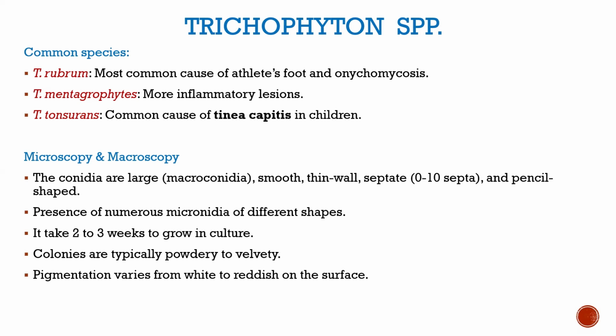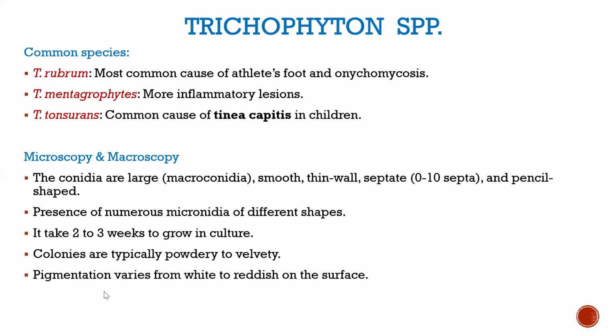Then another one is that it takes 2 to 3 weeks to grow in culture. This is when you culture it on microbial media. It takes like 2 to 3 weeks to grow at a favorable temperature. And the colonies appear powdery to velvety. So when you observe the colonies grown on the culture media, they tend to be powdery in nature. Then pigmentation, which is the color it shows on the colonies, varies from white to reddish on the surface.